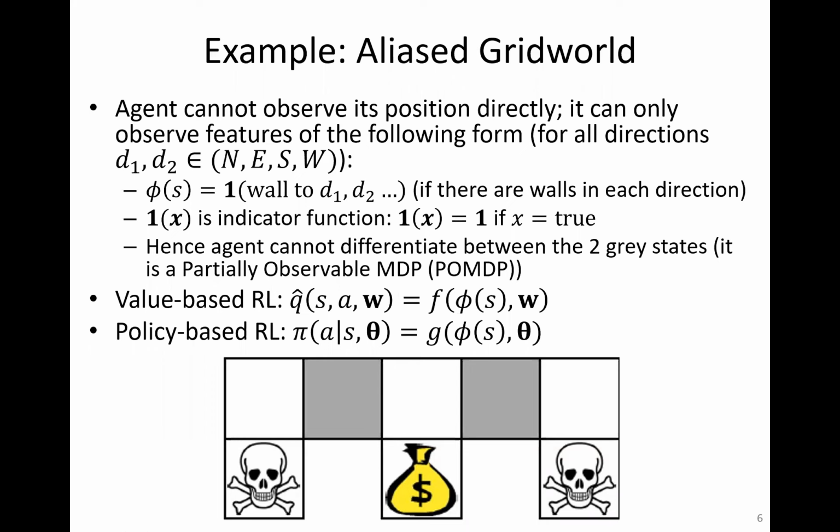coordinates. So therefore, it can tell that it's in here, right? Because in this position, there's a wall to the north and to the west. This position, there's a wall to the right and to the north. This position, there's a wall only to the north. And these two positions, there are walls to the north and south. So these two positions are indistinguishable. The agent cannot differentiate between these two gray states. Therefore, it's a POMDP. The environment is not fully observable.